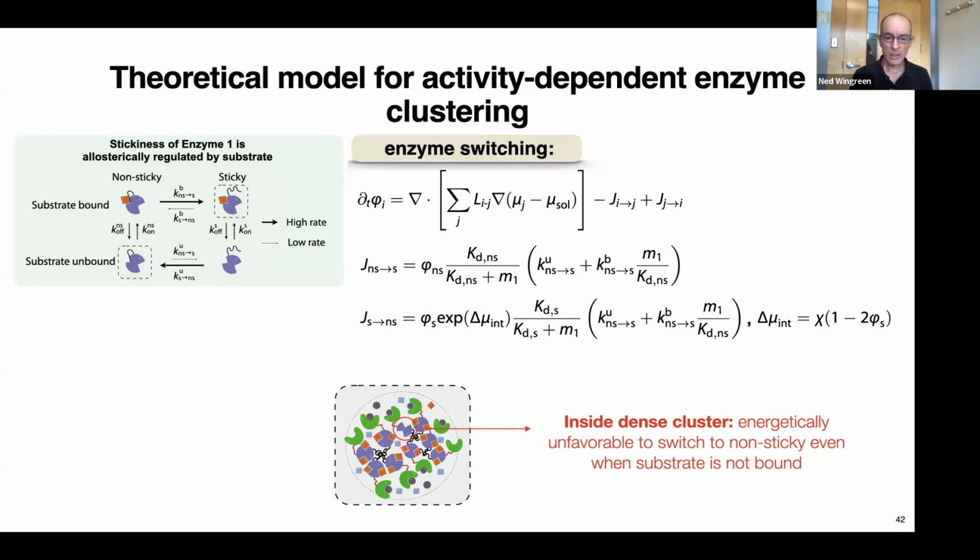It turns out it's quite possible to find parameter regimes where this works with allosteric regulation. I just wanted to emphasize that we're not cheating. We're not assuming mysterious fictitious energy sources for this switching.